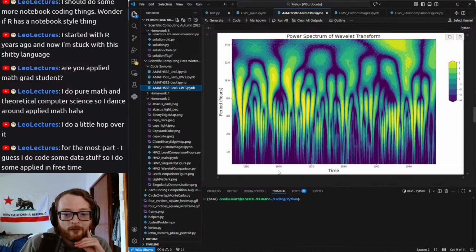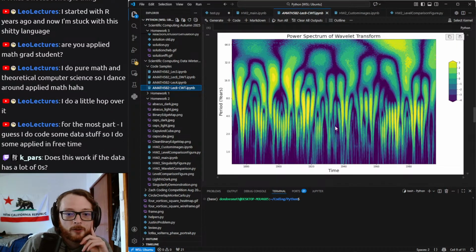So the horizontal axis is still time, just like before. The vertical axis is now period, so just 1 over frequency. High period is low frequency, and low period is high frequency. So it's kind of upside down, but this does look cooler. And this is colored in based on the value of the wavelet coefficients. This is the log of them.